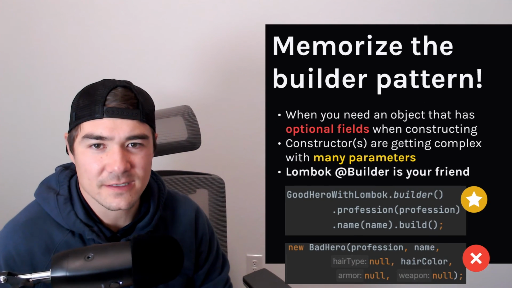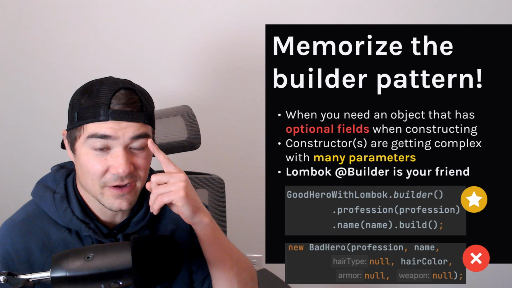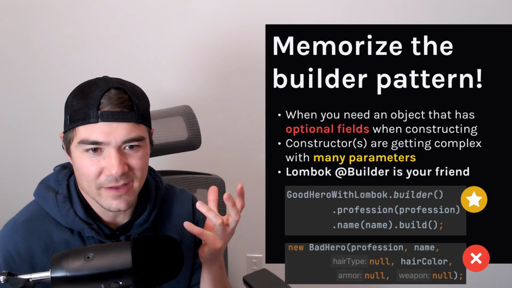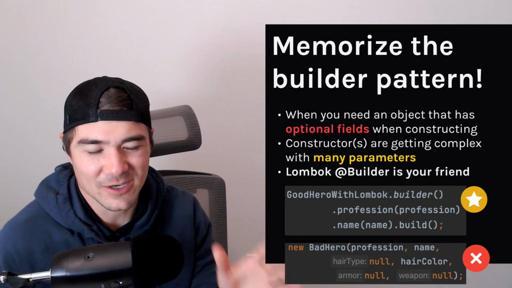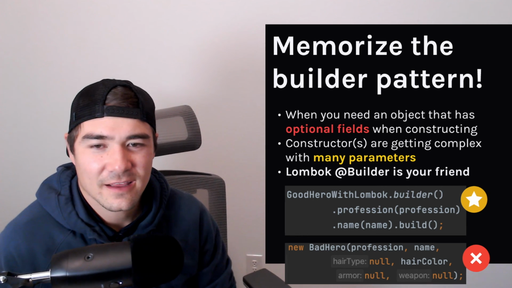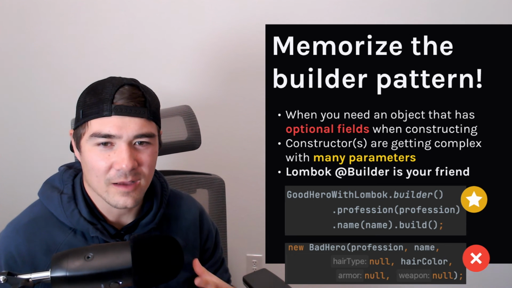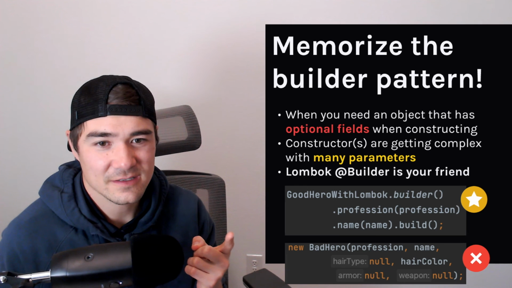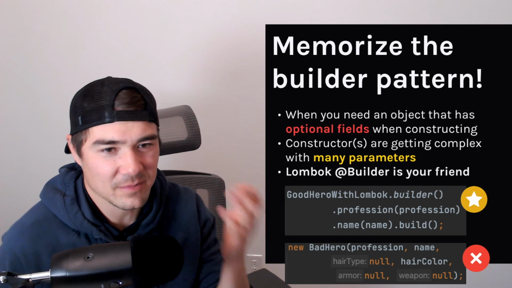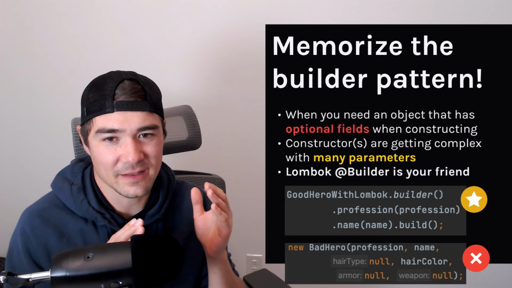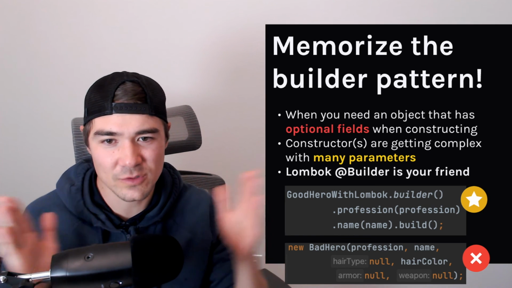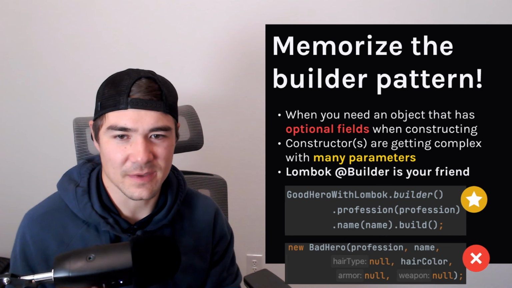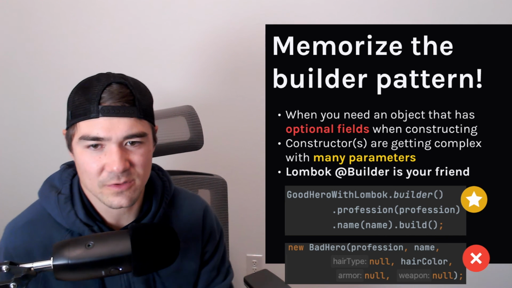So let's look at memorizing the builder pattern. We want this to stick in your head, right? So when you're actually creating code, how can I come up with the builder pattern in real time when I'm coding and not have to research it? When you have an object that has optional fields when constructing, then a builder pattern is really good. If you need all of the parameters, then a constructor probably makes sense. But if the constructor starts getting too big, too complex with many parameters, then you're going to want the builder pattern because it makes it more concise and more flexible in the future.